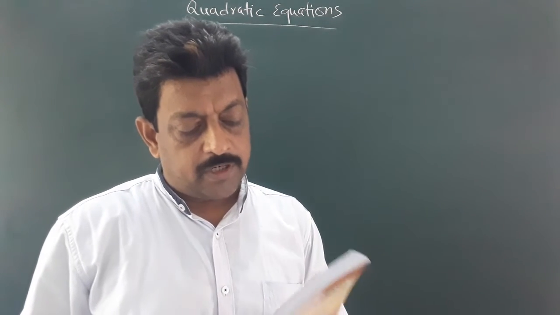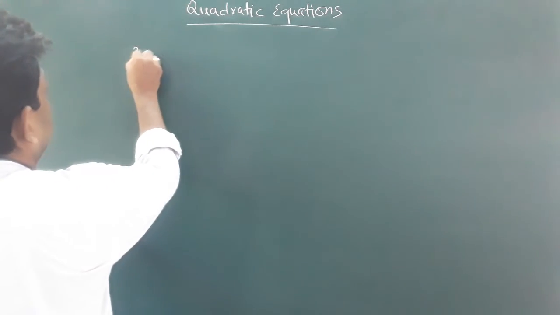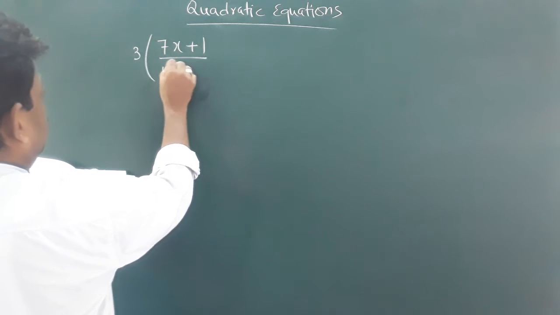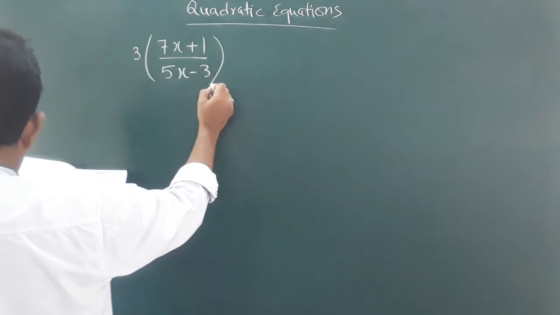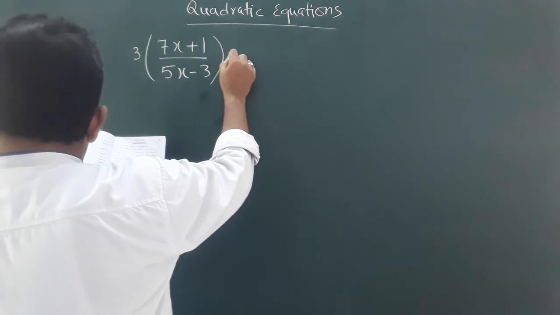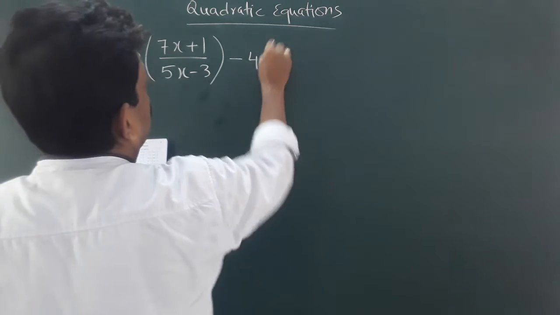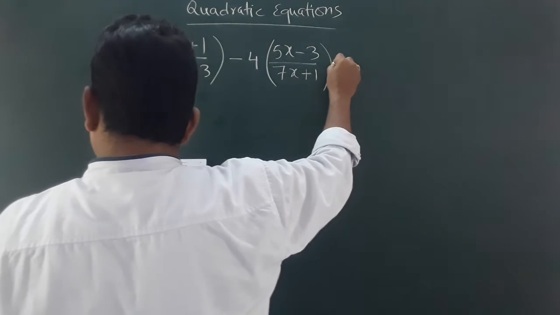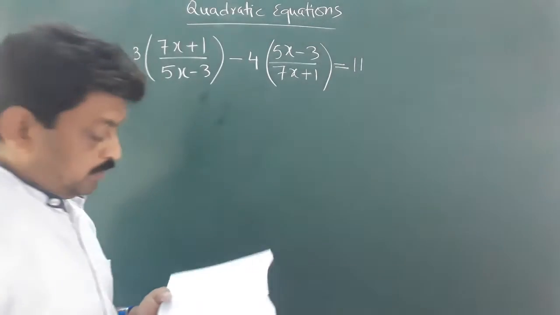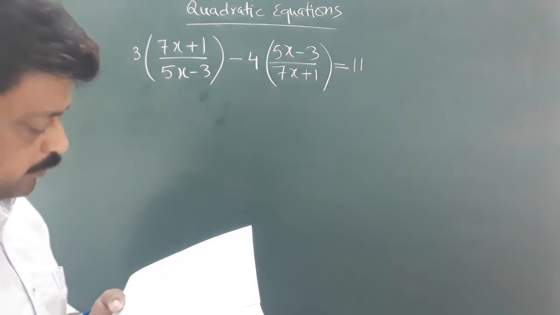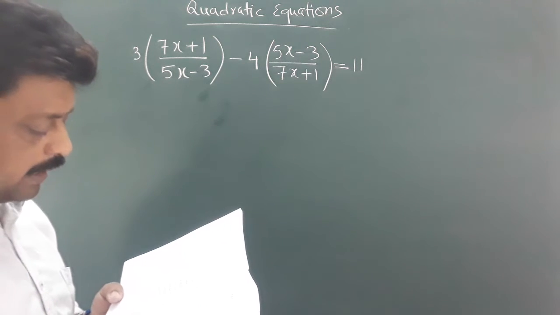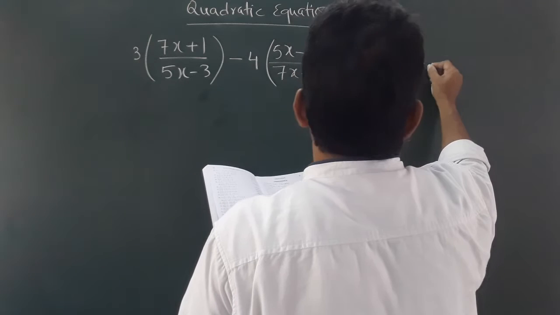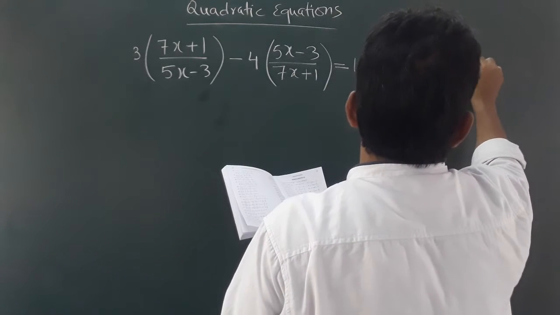Students, next question. It is very important one. 3 multiplied with (7x plus 1 upon 5x minus 3) minus 4 multiplied with (5x minus 3 upon 7x plus 1) equals to 11. X cannot be 5 upon 3 or minus 1 upon 7.